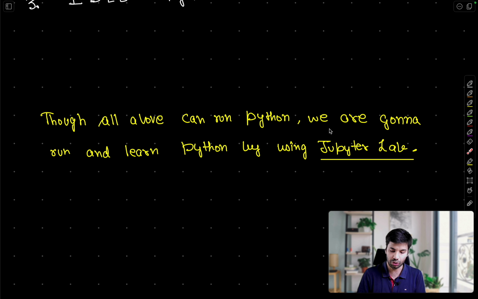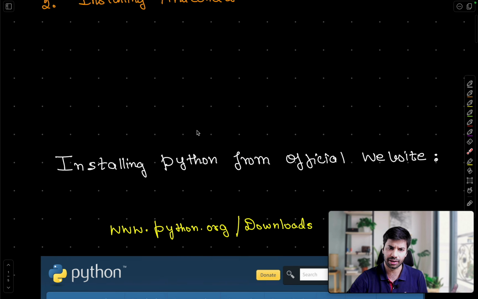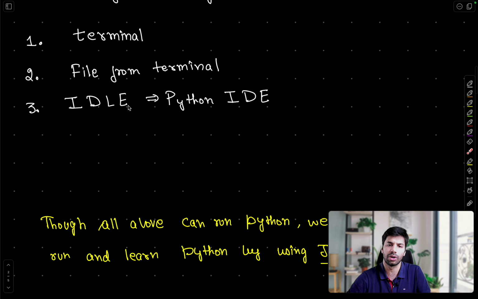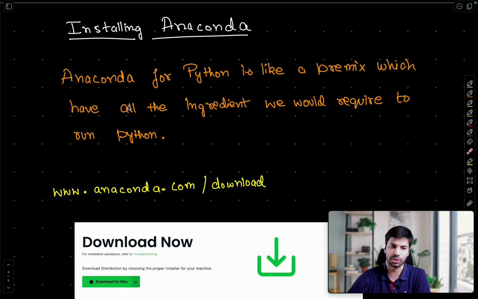Now what is this Jupyter Lab exactly? It can be downloaded independently as well, but I would like you to download Anaconda. So let us see Anaconda. What is it? Installing Anaconda. Now Anaconda for Python is like a premix, which has all the ingredients we would require to run Python.